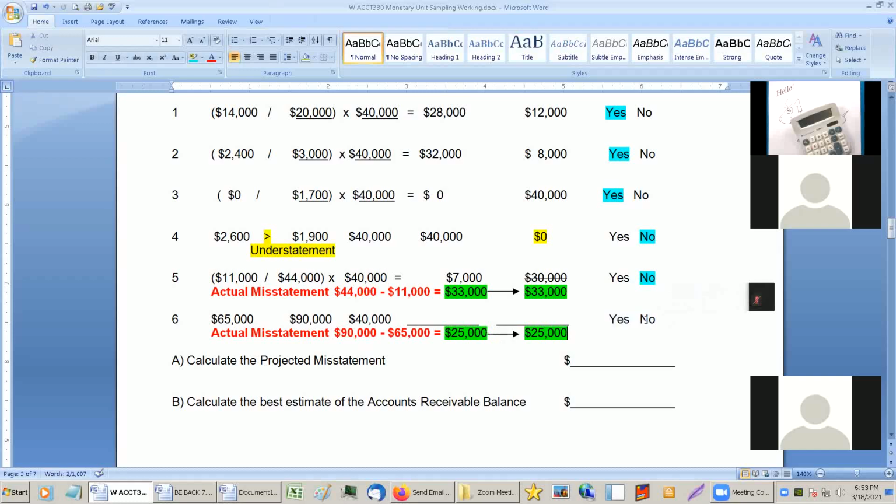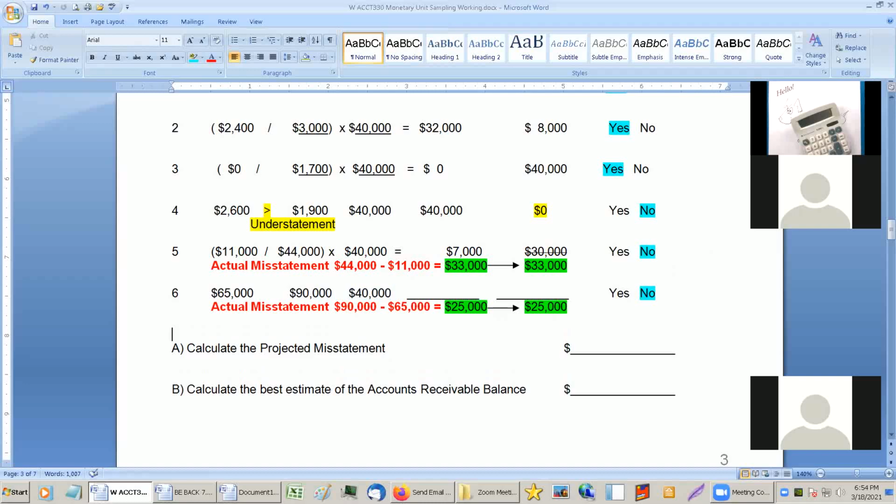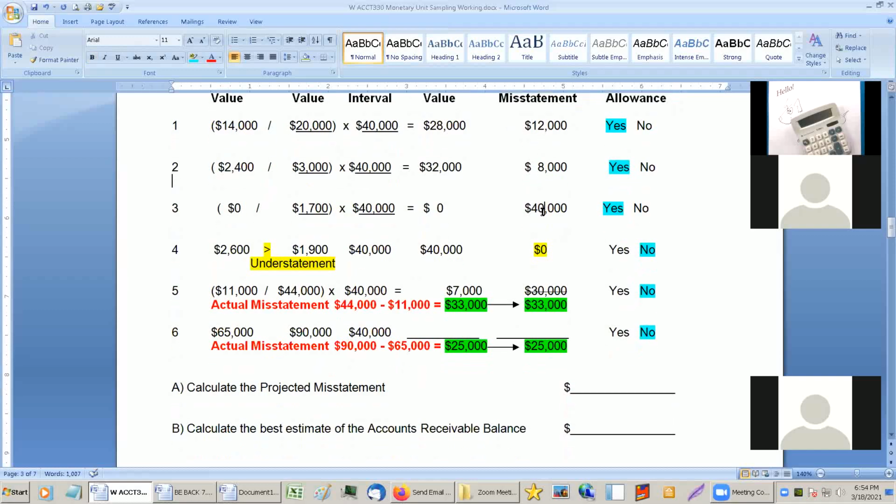And we would not include that in the incremental, because the intervals could not go more wrong. It covers the entire interval. Okay, the projected misstatement will be all of these. Well, you get the idea. So add these up, this will be the projected misstatement.